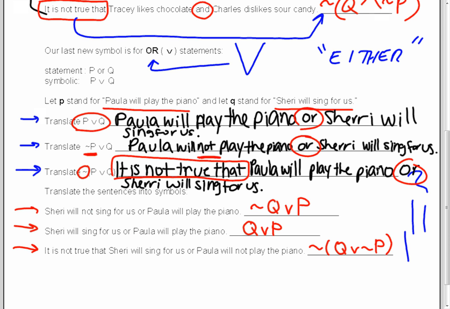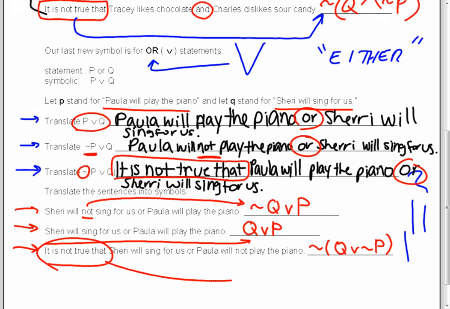How about the translation to symbols? Sherry will not sing for us, which means little negation symbol. It's still "or." Paula will play the piano. Looks good. Sherry will sing for us, or Paula will play the piano. That looks good. It is not true that means we have a negation symbol on the outside. And there's a not for playing the piano. That's why that one is on the inside.